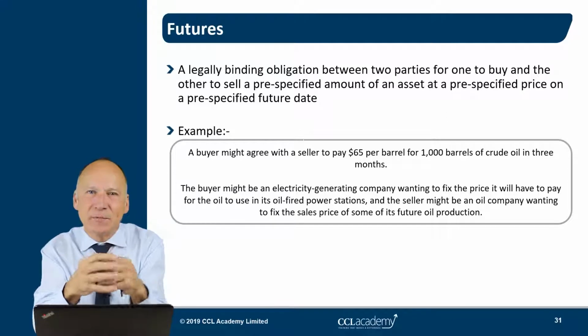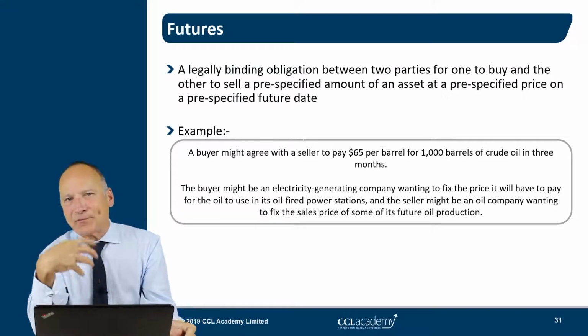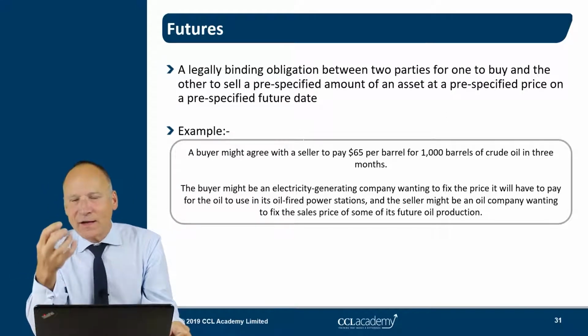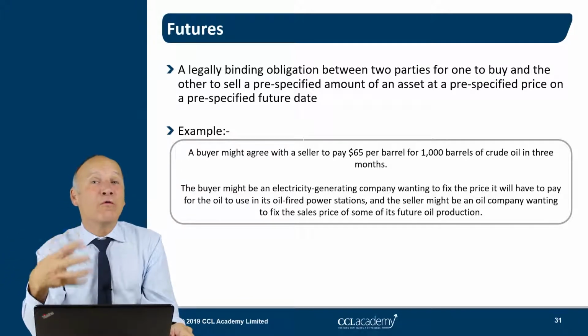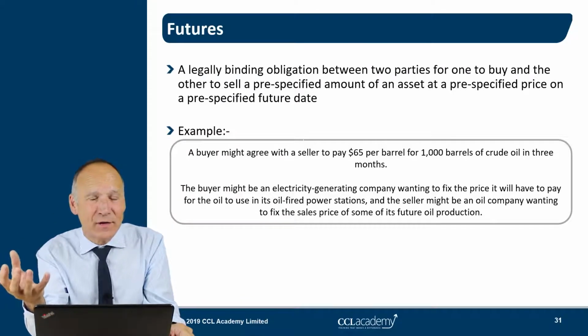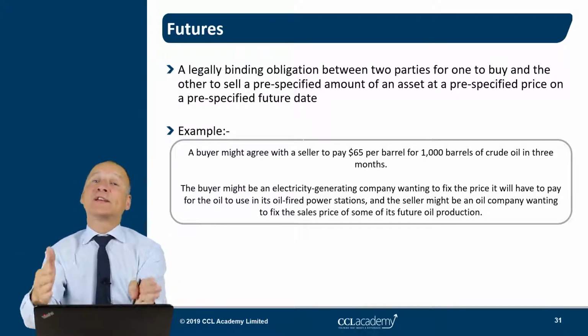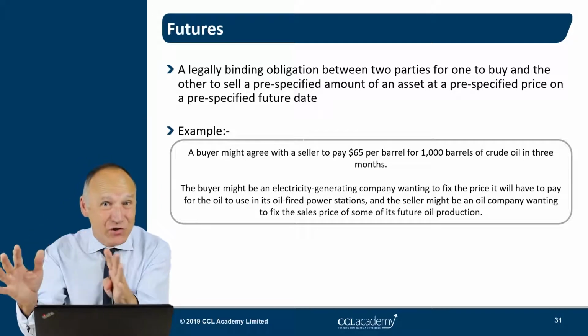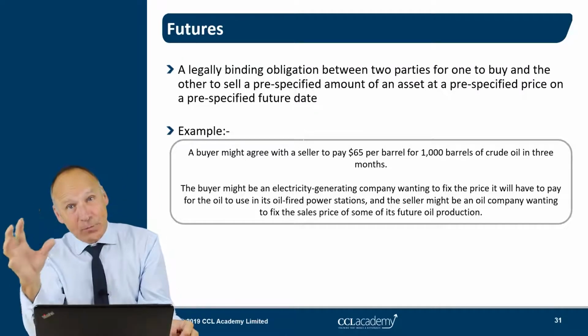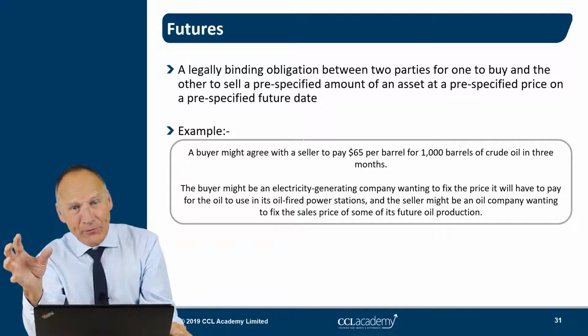Who's the seller likely to be? Well, the buyer could be an electricity generating company that's got lots of oil-fired power stations. It's nice for them to know the price they've got to pay for oil in advance, to hedge, to lock in the price they've got to pay for their oil.